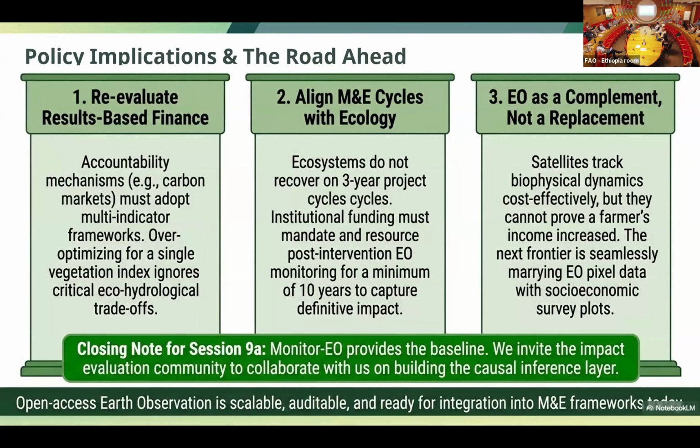The takeaway message is really threefold. First, results-based finance should reevaluate its monitoring and evaluation framework. Accountability mechanisms that require 3-year project reporting cycles cannot capture the restoration impact using Earth observation data. Multi-indicator monitoring is advised over a minimum of 10 years, and this is not really a methodological preference, it's more of a scientific requirement. Second, align the monitoring and evaluation with ecology. Ecosystems don't recover on a 3-year project cycle.